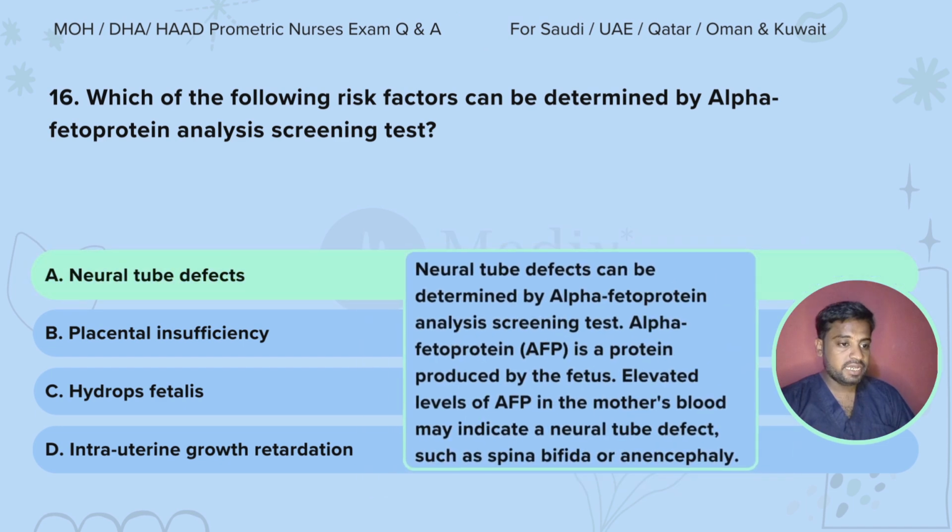The correct answer is A. Neural tube defects can be determined by the alpha fetoprotein analysis screening test. The alpha fetoprotein test, known as AFP, measures a protein produced by the fetus. Elevated levels of AFP in the mother's blood may indicate neural tube defects such as spina bifida or anencephaly.